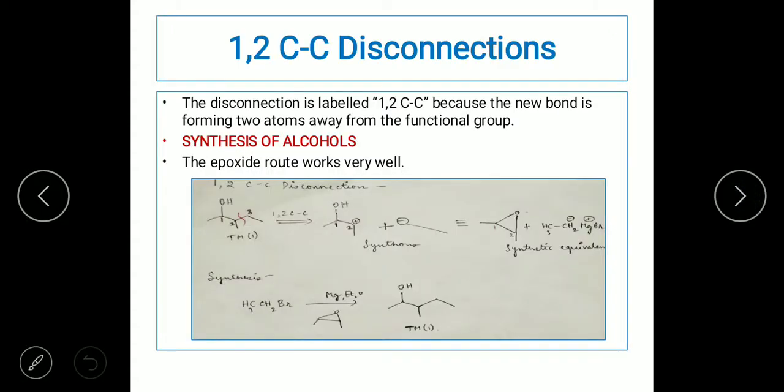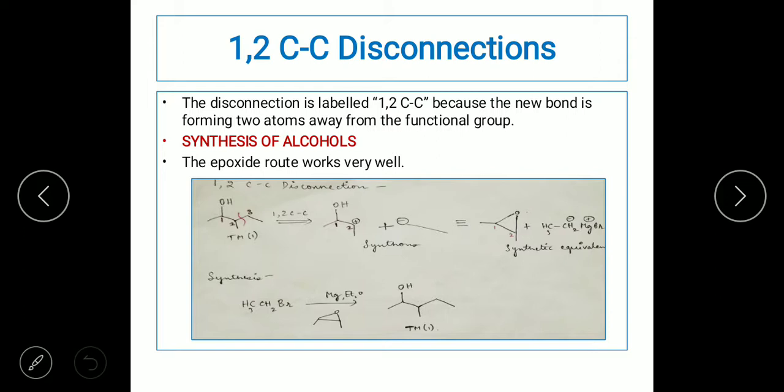Hi students, today we will learn about 1,2 CC disconnections. The disconnection is labeled 1,2 CC because the new bond is forming two atoms away from the functional group. This is similar to 1,2 CX disconnection. The only difference is that there we had a hetero atom and here we are disconnecting a bond between two carbon atoms. First, we will learn about synthesis of alcohols.